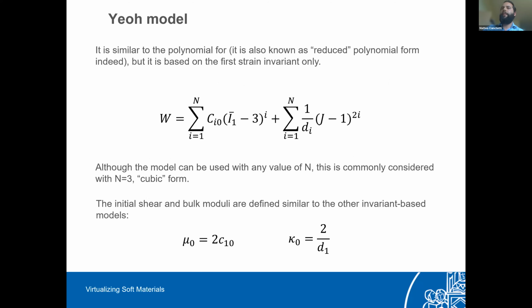The Yeoh model is also known as a reduced polynomial form because it is again derived from the more general description of polynomial form, but it is only using the first strain invariant. Okay, as you can see here, there is no I2, but only I1. And although you can use whatever degree, so n can be chosen as you prefer, the cubic form, so n equal to 3, is the most used form.